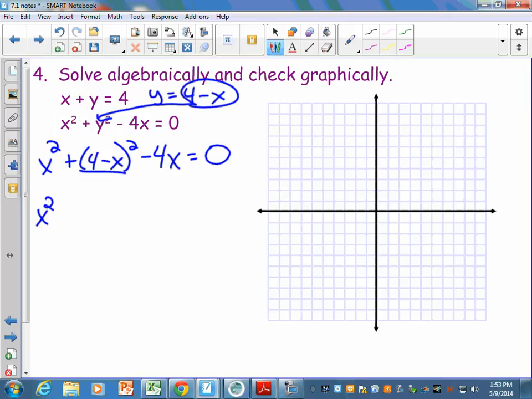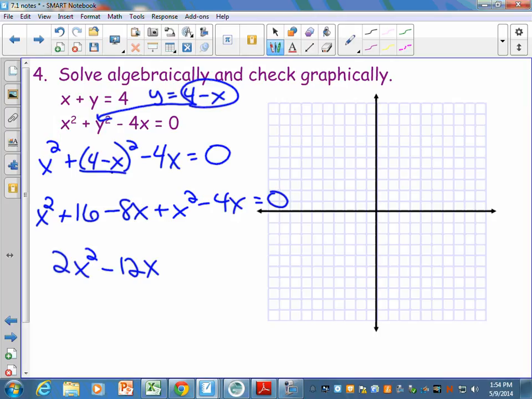FOIL this out. Don't make silly math mistakes, right? That's going to be 16 minus 4x, minus 8x, plus x squared, minus 4x, right? There's 2 of those there. It's not just 16 plus x squared. And then anytime we have an x squared and an x, that's going to be a quadratic equation. So I could put those x squareds together and say that's 2x squared, negative 8x and negative 4x is negative 12x, plus 16 equals 0.